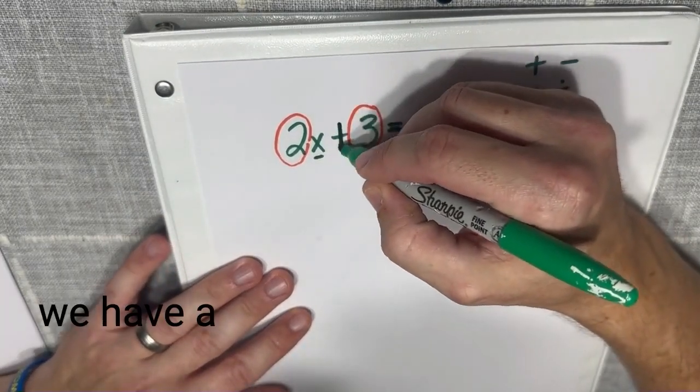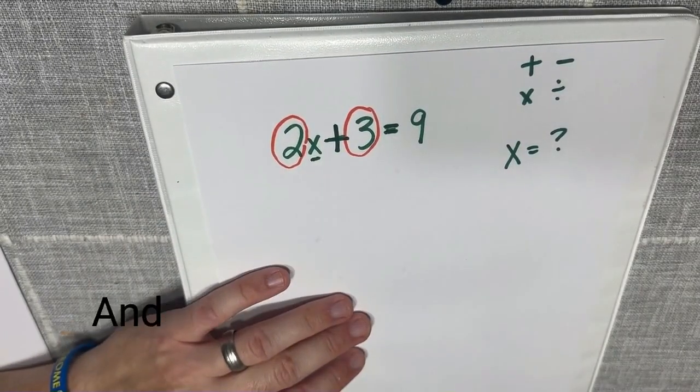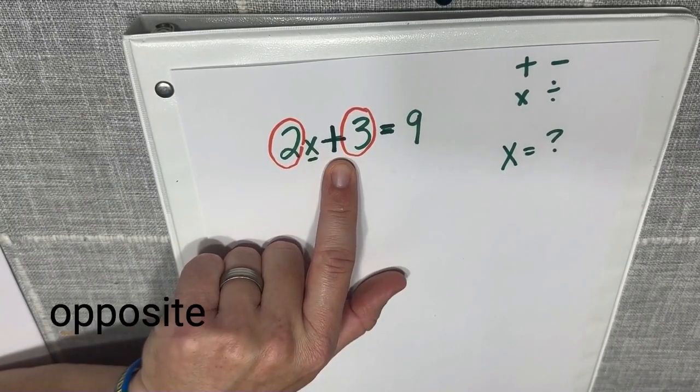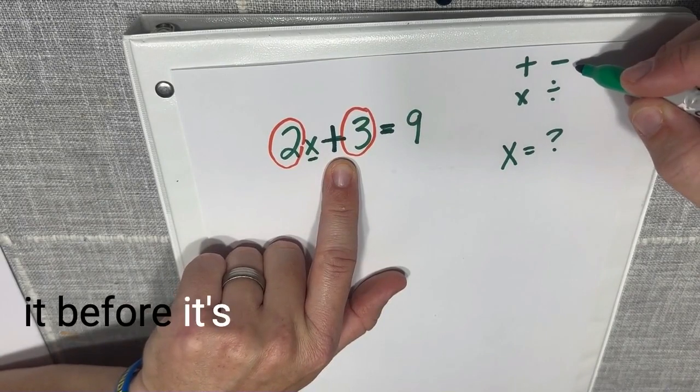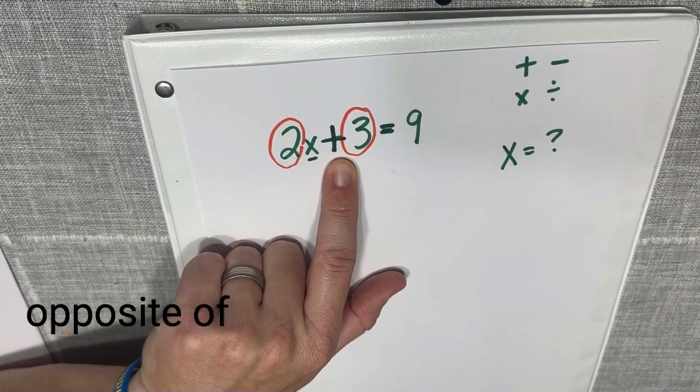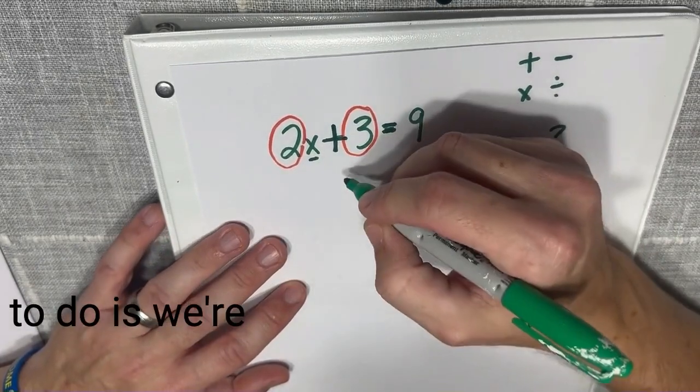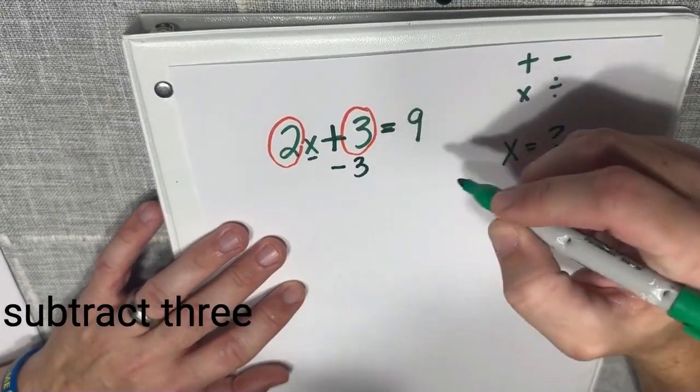So we have a plus 3. And remember what we said earlier, what is the opposite of plus? Or in other words, addition. What is the opposite of that? We just talked about it before, it's subtraction. So the opposite of addition is subtraction. So to get rid of this plus 3, what we're going to do is we're going to subtract 3 on both sides.